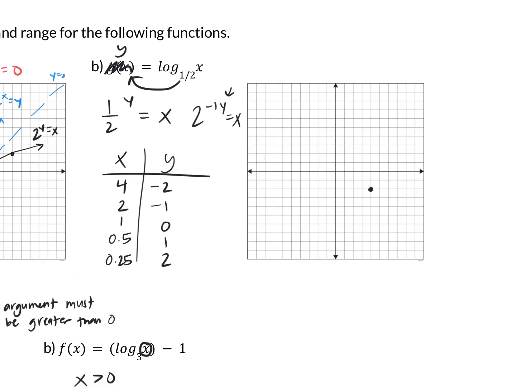4, -2. And I'm still going to have my vertical asymptote there at x equals 0.